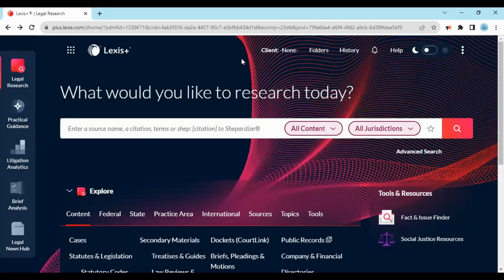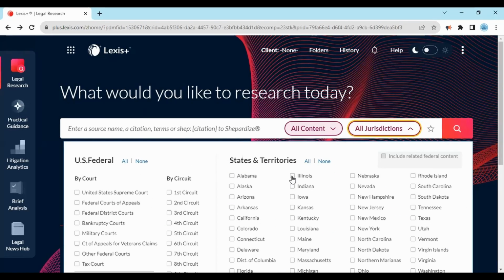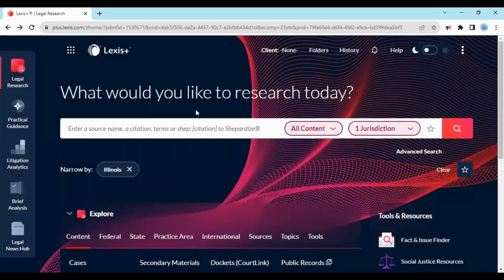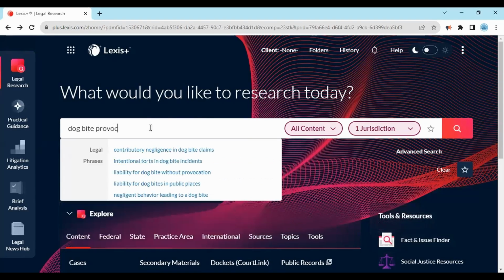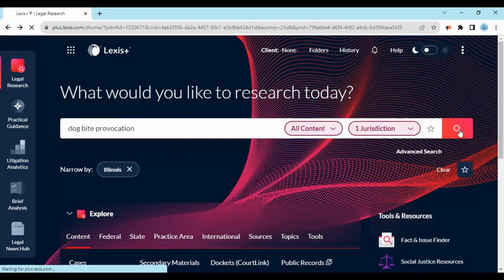Research really depends on how complex your legal issue is, but I'm going to show you a quick demonstration of how I would start looking at this case if I was going to use Lexis to do my research. So I just want to give you a quick demonstration on how to start your research on this specific topic. This is the home page of Lexis, and you can see that there's a search bar here with our options for what kind of content we want and what kind of jurisdiction we want. So we are going to narrow our jurisdiction to just the state of Illinois because that's where our case is taking place. And we want to search a dog bite case, and we specifically want to know about the concept of provocation. We're going to leave all contents on. So let's take a look.